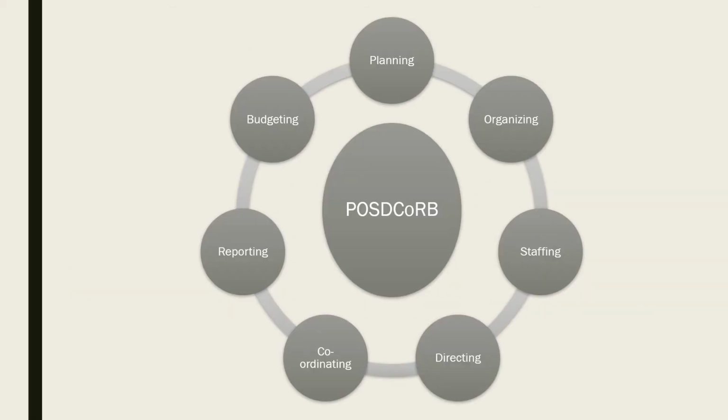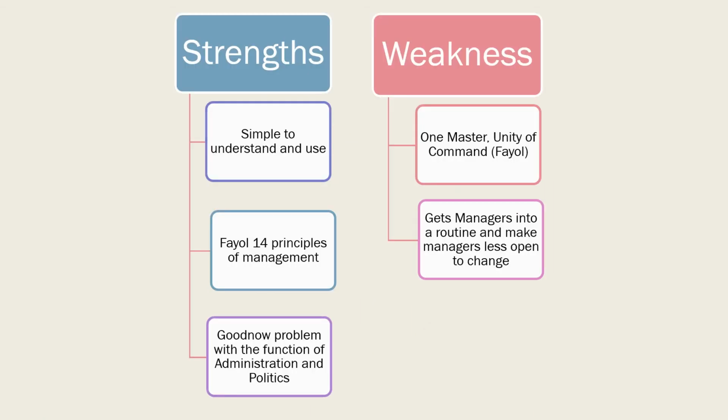Gulick created the acronym POSCORP to help define the 7 major roles of an executive. These are planning, organizing, staffing, directing, coordinating, reporting, and budgeting. Some strengths to Gulick's theory of POSCORP is that it's easy to understand and use, and managers on all levels can implement POSCORP into their daily routines.